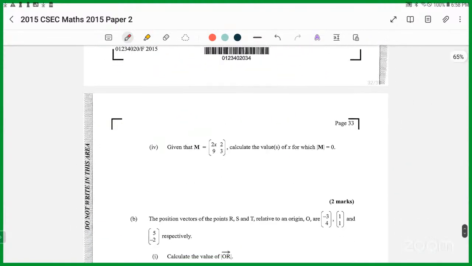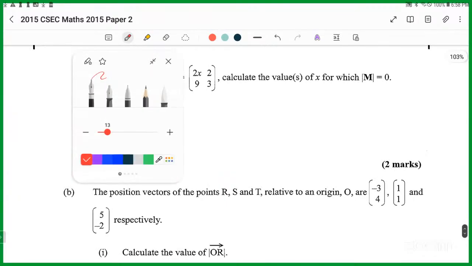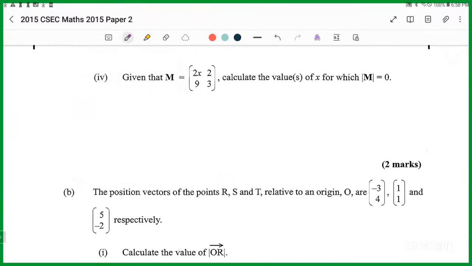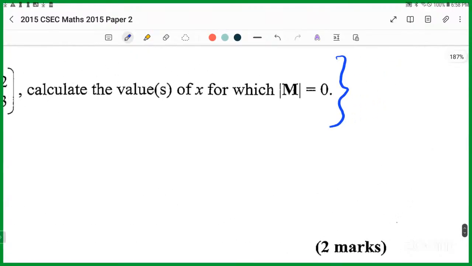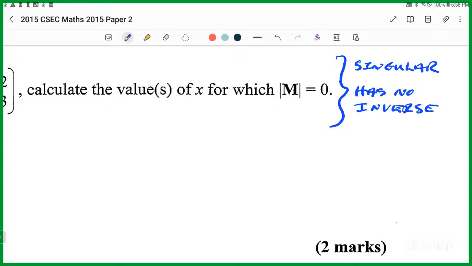Beautiful. Here now gives us something else to do. It says this matrix is M. Calculate the value of x such that the determinant is 0. What does that mean? The determinant is 0 means two things: it is singular, and it has no inverse. You have to remember this, right? When the determinant of a matrix is 0, it is singular and has no inverse.